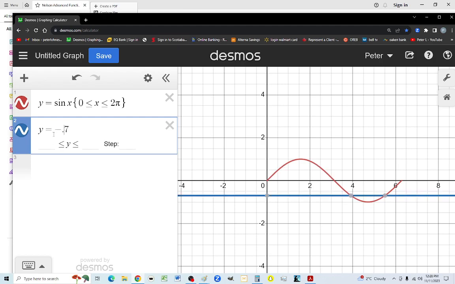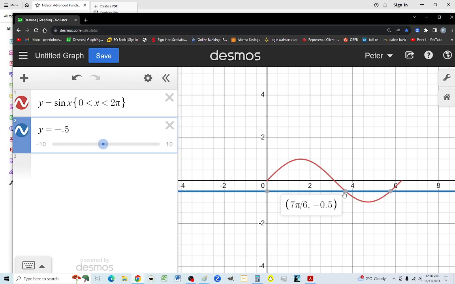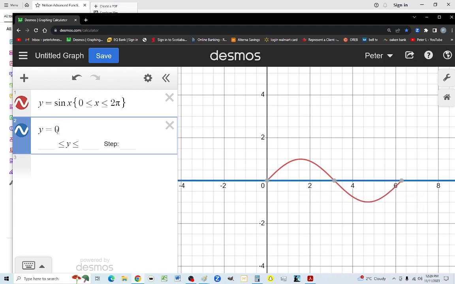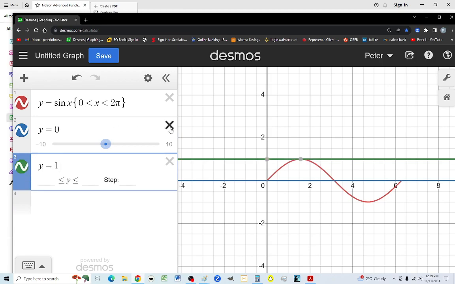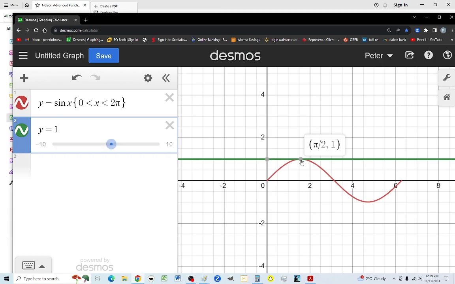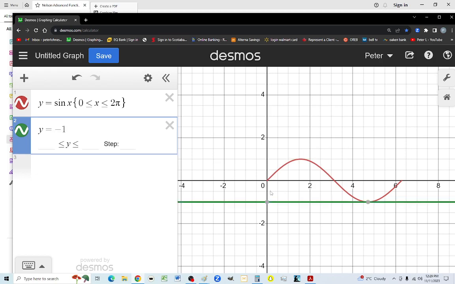So minus 0.5, you'll see the same thing. It goes through the sine curve twice. So two possible answers where sine is minus 0.5 is 7 pi over 6 and 11 pi over 6. So you can see there's almost always two possible answers with two exceptions. When y is 0, there are three answers. At 0, at pi, and at 2 pi, sine will be 0. And then at the peak, there's only going to be one answer.